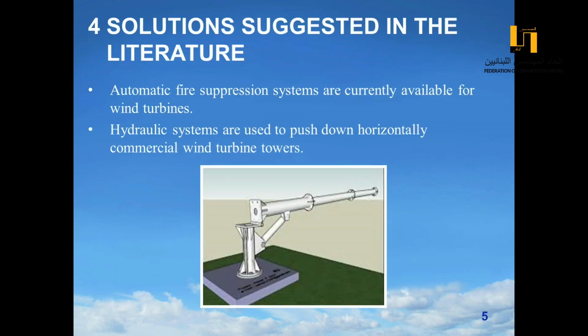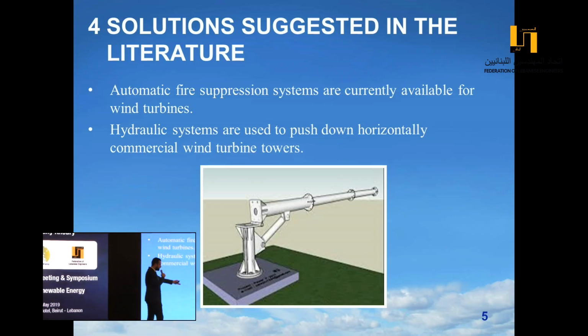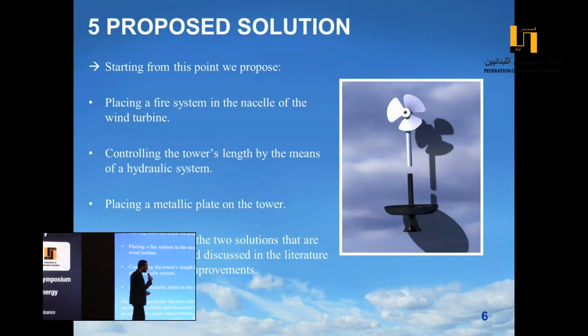Now let's look for the solutions suggested in the literature. Automatic fire suppression systems are currently available for wind turbines, and hydraulic systems are used to push down horizontally the commercial wind turbine towers, as you can see in this image. Now let's talk about the solution we propose.